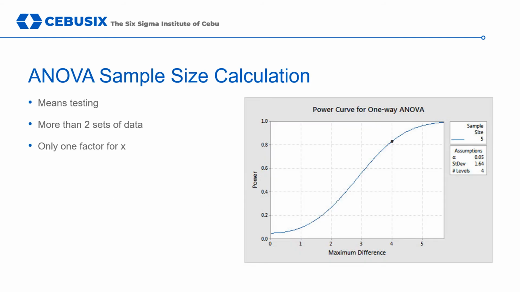Because we are dealing with more than two sets of data, the analysis of variance or ANOVA sample size calculation can be quite complex and tedious to do manually. There are several software programs, including Minitab, that can calculate the sample size for conducting an ANOVA hypothesis. The analysis of variance is for testing means and is used only when there is one factor for x, but more than two sets of data.